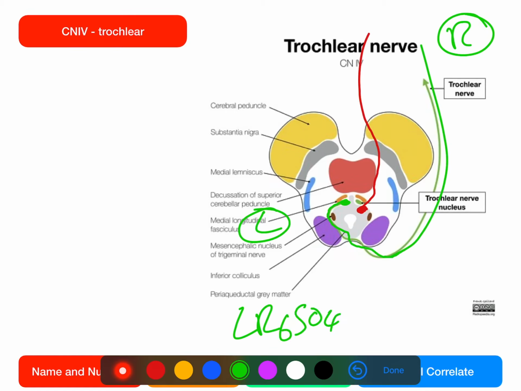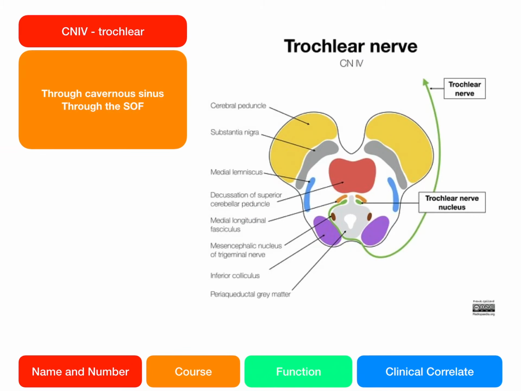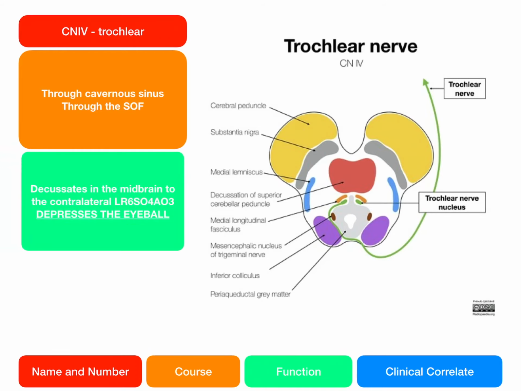LR6, SO4, it's fourth cranial nerve, AO3. So what's that telling you? Well, it's telling you that it's going to be innervating the superior oblique muscle. Spoilers though, eh? So through the cavernous sinus again, and through the hole called the superior orbital fissure. If these don't mean anything to you, watch my lecture on the skull and brain and it will tell you. The function. So it decussates within the midbrain itself to the contralateral superior oblique muscle, which depresses the eyeball.